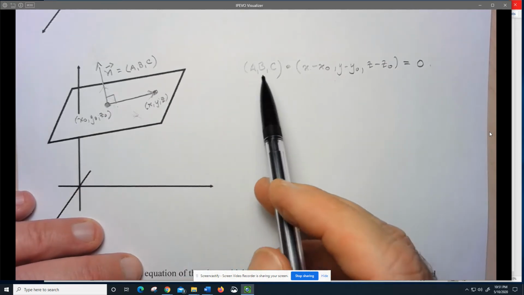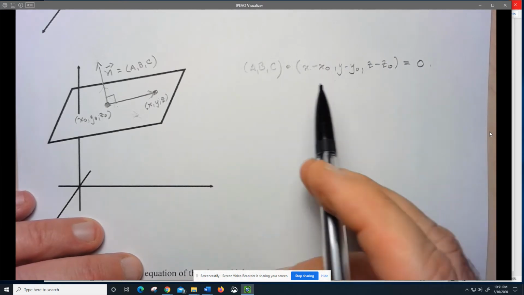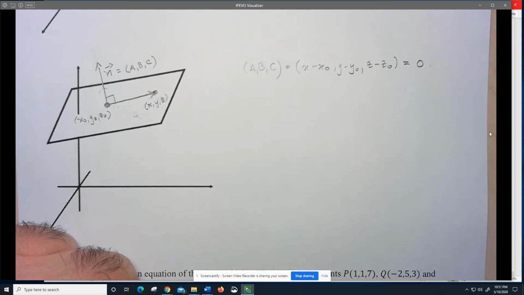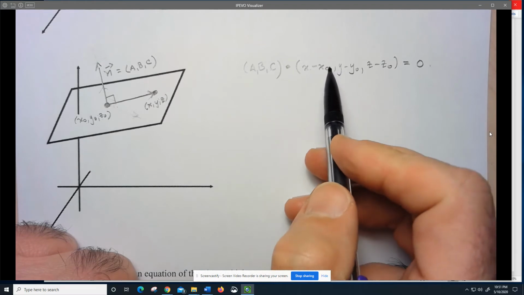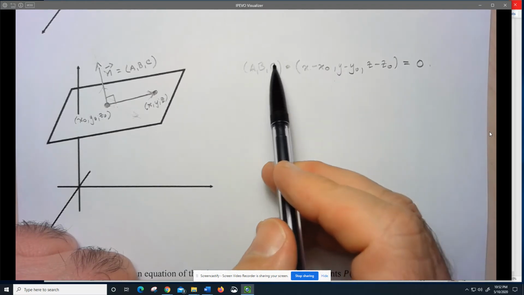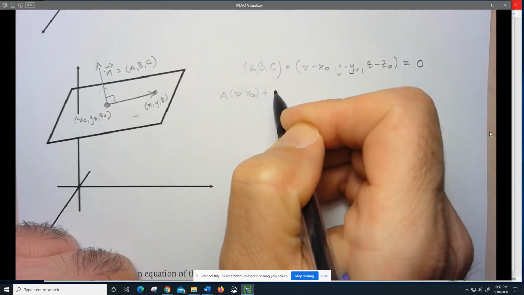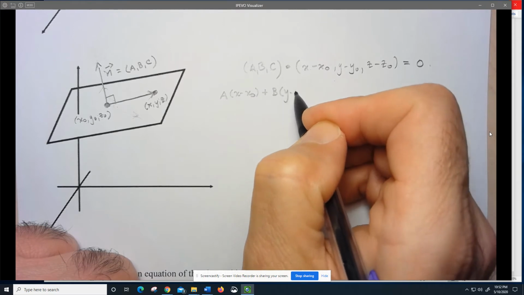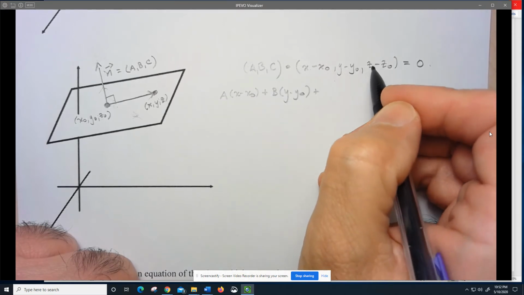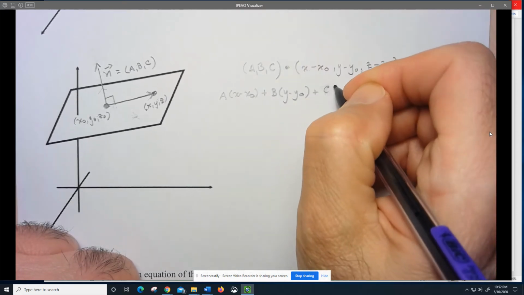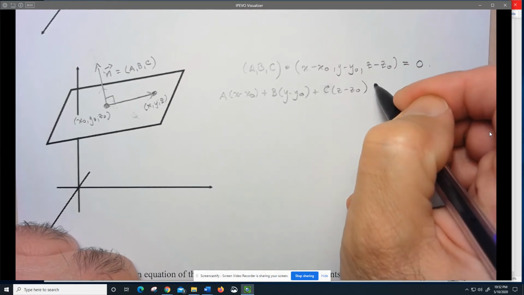Okay? Now this isn't exactly the nicest way of describing a set of points. So I don't think it's going to be too surprising that we're going to try to do some algebra here to try to clean it up a bit, see if we can come up with something a little nicer. Okay, so take the dot product, which we know we multiply the components and then add them together. So we have a times x minus x naught plus b times y minus y naught plus c times z minus z naught, still equal to 0.